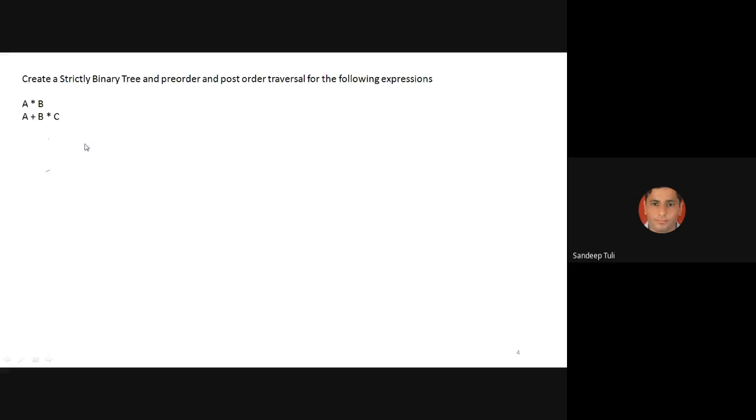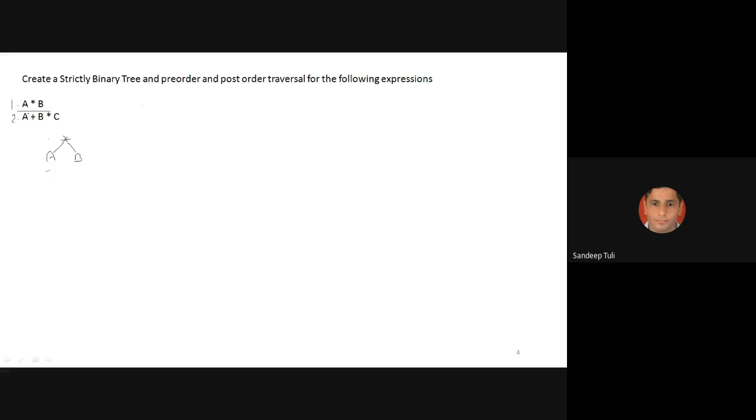So the first question is A star B. What will be the representation of this as a tree? Star will come as the root node, and A and B will be its children. What rule are we following for the construction of this binary tree? Can anybody tell me? What rule are we following?